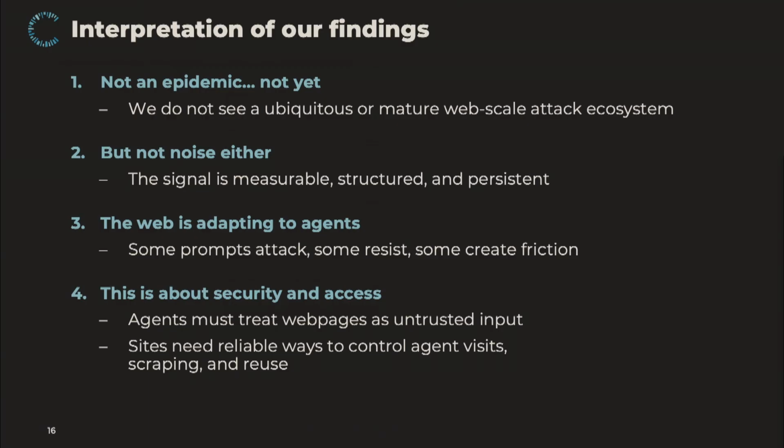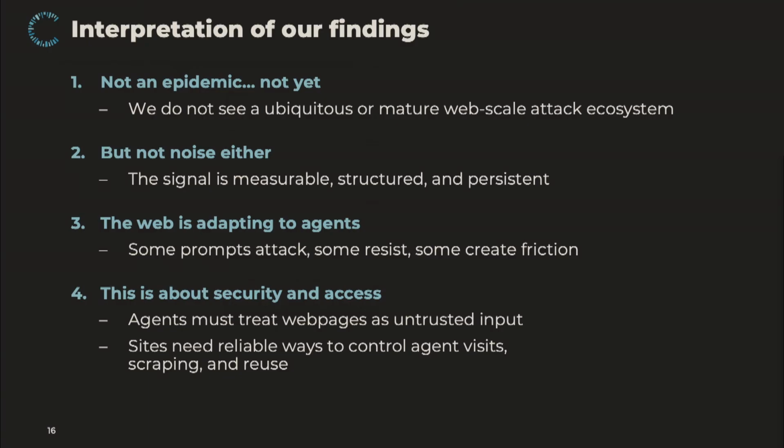We do not see something that is ubiquitous or even mature at scale. We see attempts, but we can't say this is a global threat yet. Then, obviously, after this observation, we could easily dismiss this problem, say, OK, then who cares? Well, we still shouldn't do that either, because it's still measurable. 15K is not a number that we should ignore. Also, 2,000 hosts, that's a number that we shouldn't. We see that those prompts are structured, they are persistent. So this put this phenomenon on the path of growing over time.